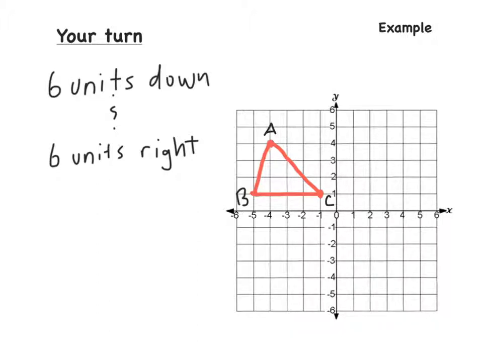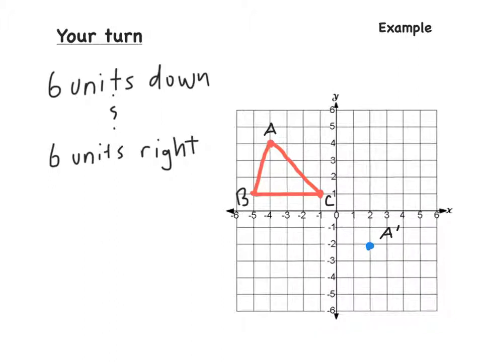Alright, so we have this shape, looks like a triangle, triangle ABC. And what I want you to do is to move 6 units down and 6 units to the right. So we'll start at A, move 6 units down, 1, 2, 3, 4, 5, 6. 6 units to the right, 1, 2, 3, 4, 5, 6. So we mark our point. That is known as A prime.